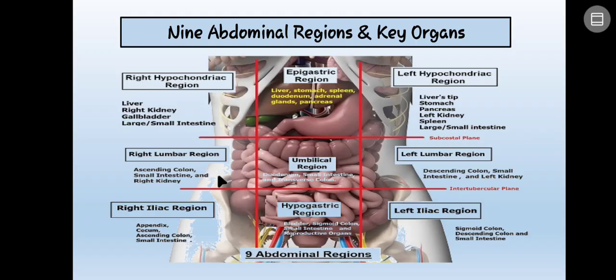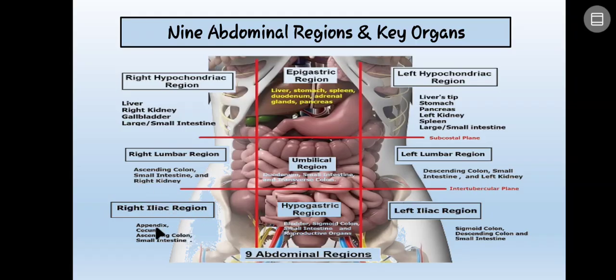Then we have the right lumbar region. We have a portion of the ascending colon, the small intestine and the right kidney. The umbilical region, we have the duodenum, the small intestine, and then the transverse colon. The left lumbar region, we have the descending colon, the small intestine, and then the left kidney.